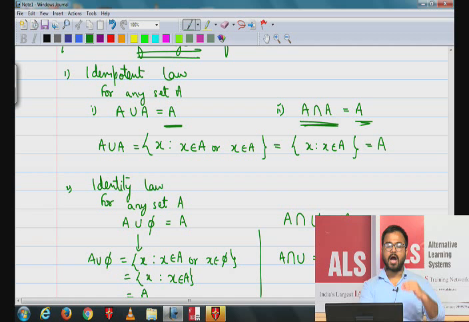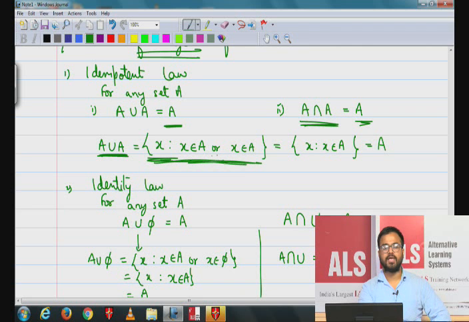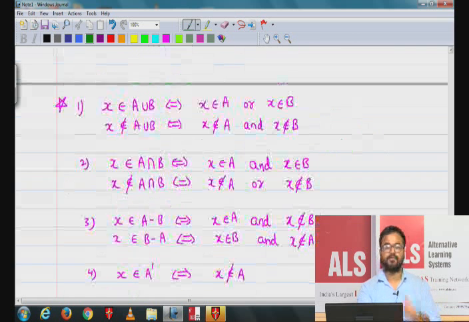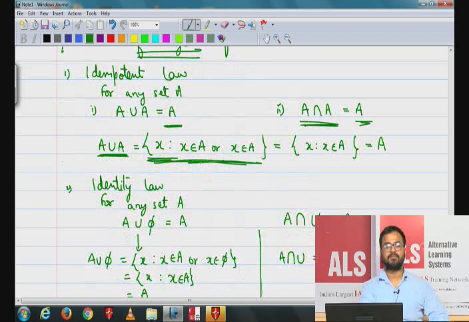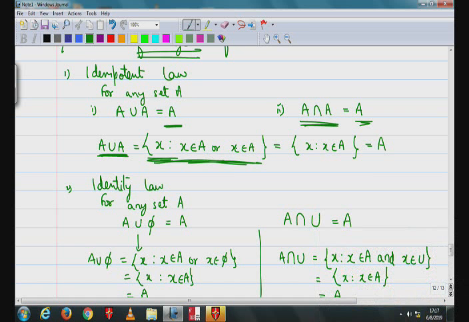And how can you prove that? First we will see what we mean by A union A. The meaning of A union A is the set of all X such that X belongs to A or X belongs to A, because in the previous one we have written the law over here. X belongs to A union B means X belongs to A or X belongs to B. Here both sets are the same, so the total of both of them will be the same set, X belongs to A, and that we can write as A.